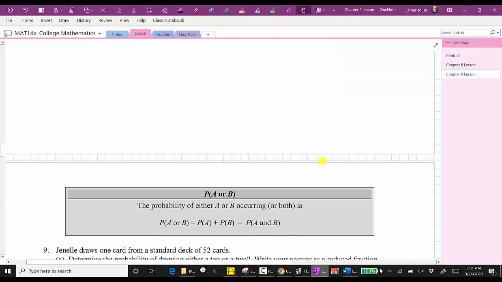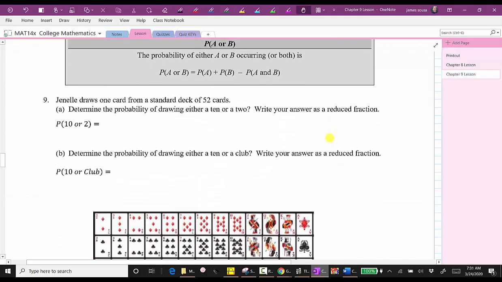And now let's talk about OR probability. The probability of either A or B occurring is equal to the probability of A plus the probability of B minus the probability of A and B. Now sometimes the probability of A and B will be 0 because A and B cannot occur at the same time. When this happens, events A and B are mutually exclusive. If A and B can occur at the same time, then the probability of A and B will not be 0 and the events are not mutually exclusive. Let's take a look at 2 examples.